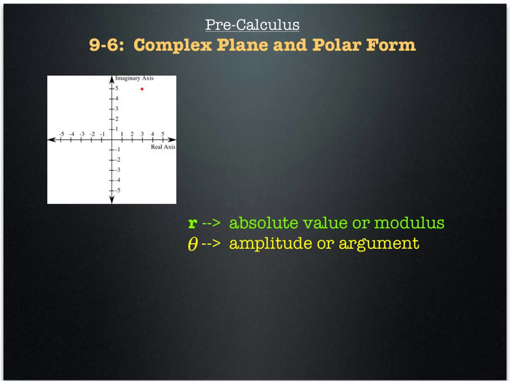Hi again, pre-calcers. Time for lesson 9.6, the complex plane and polar form. So now we're going to try to merge together the two key ideas so far this chapter. One being polar form, that's the new thing, and now we're going to merge that with complex numbers. So you can see this graph I have here.